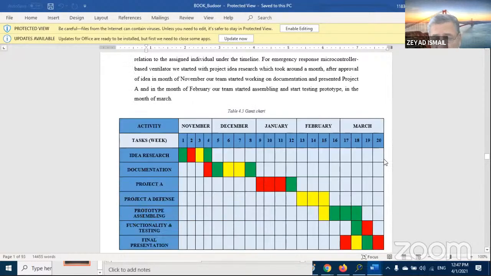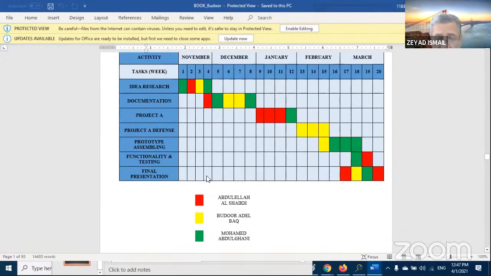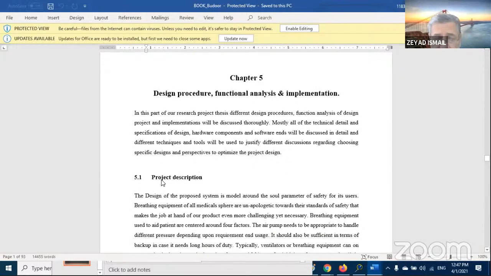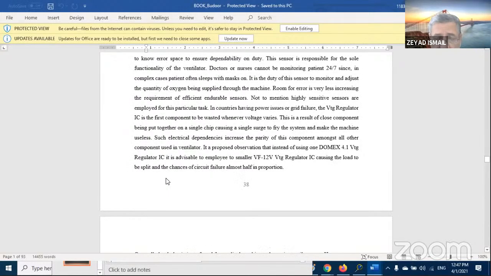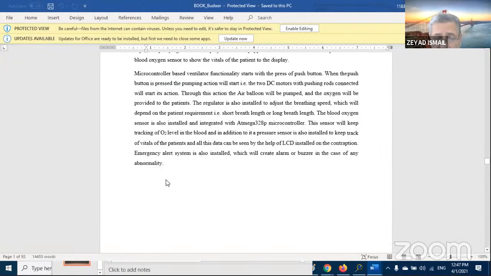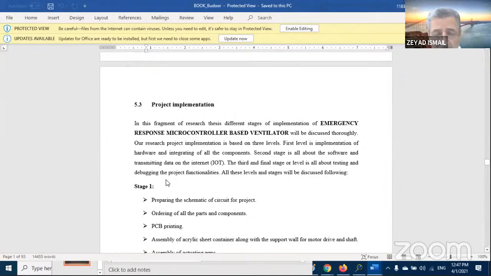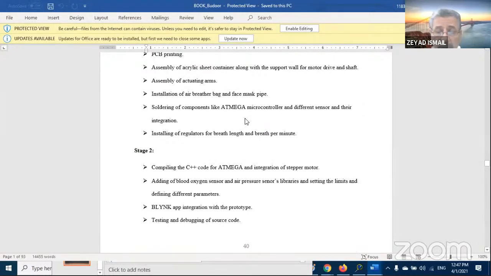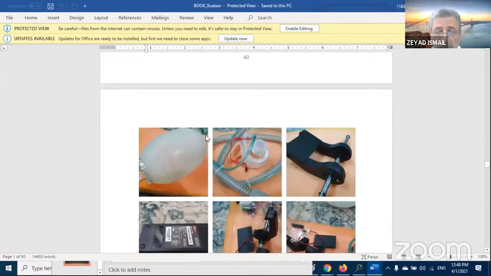Then the Gantt chart: how did they organize the flow of work during their project? Chapter 5 will include the design procedure. Of course, this will include the project description, what is included there as components, as power supply, as sensors, and so on. And then the function: how is their project functioning? Implementing, talking about the software and the microcontroller they have used. How did they assemble their components step by step in photos?